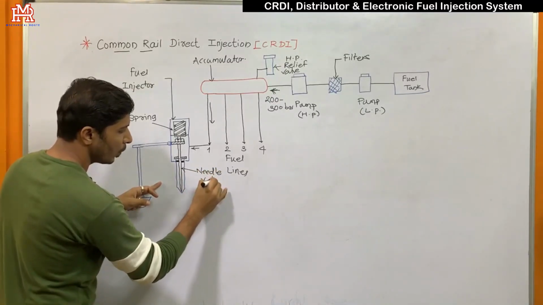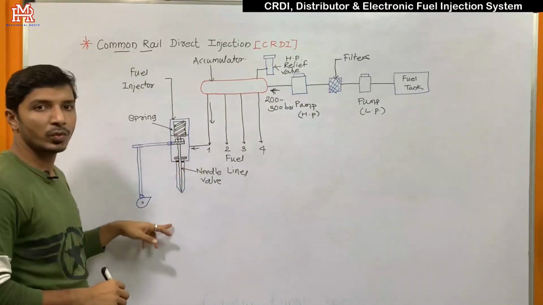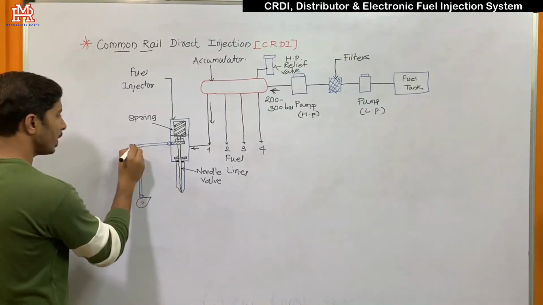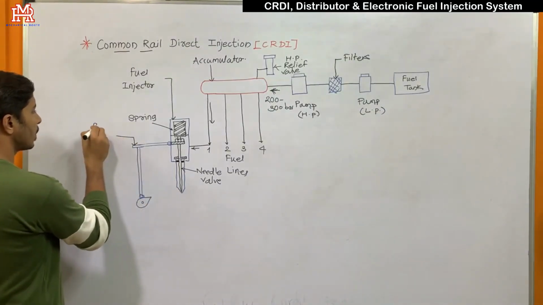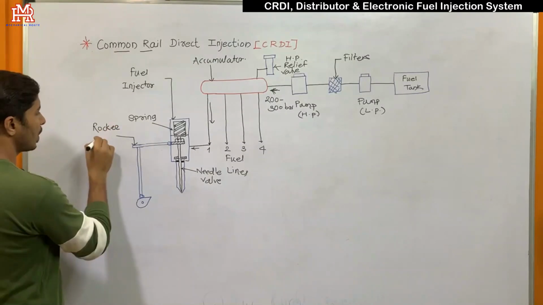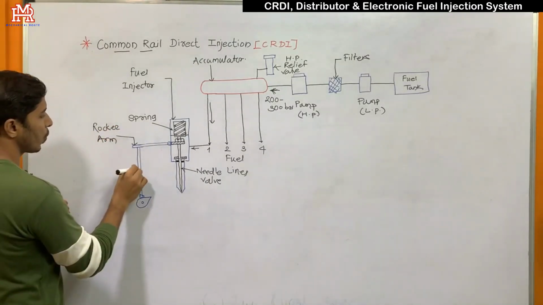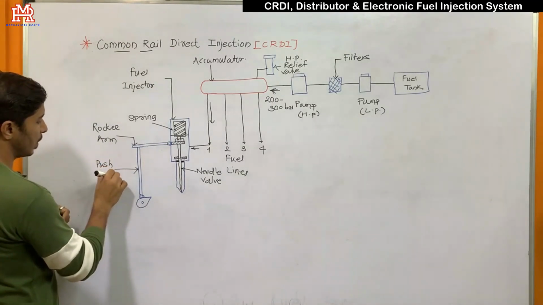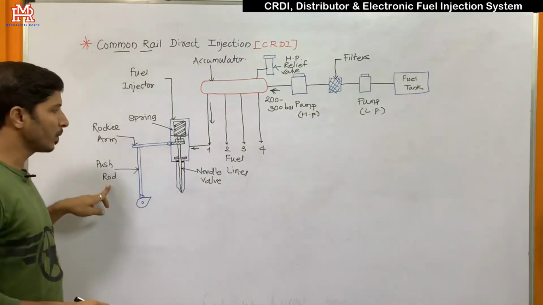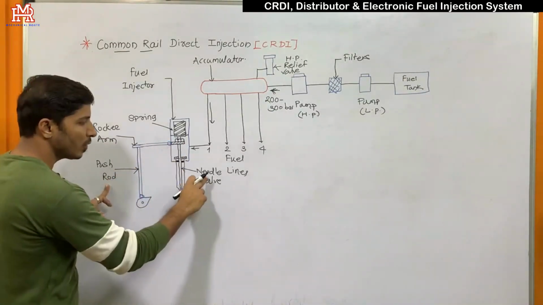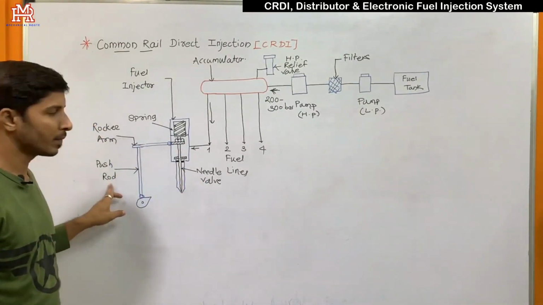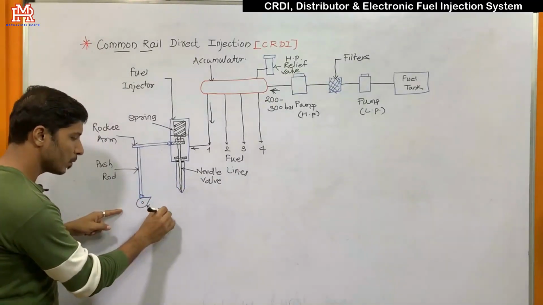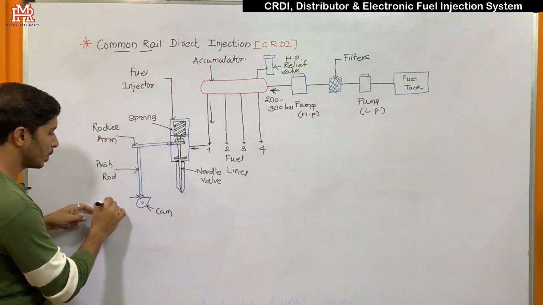When this needle valve is opened, the fuel will be sprayed in the engine cylinder. Then we will be having a rocker arm and push rods. With the help of this rocker arm and push rod, the opening and closing movement of this needle valve takes place. See, it is timed with the help of this cam, and this is the follower.